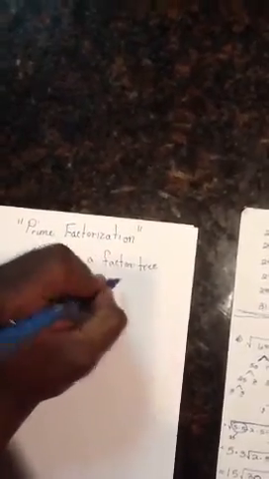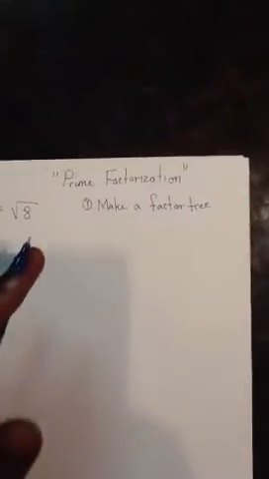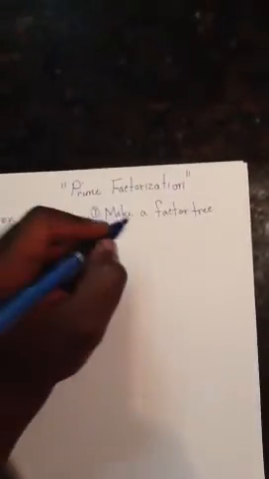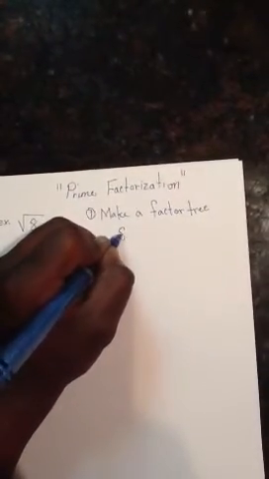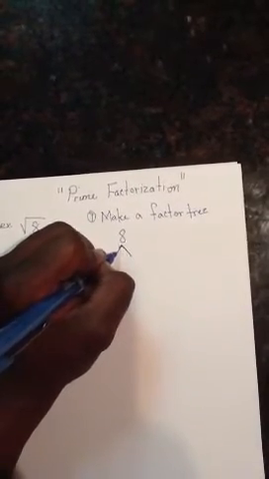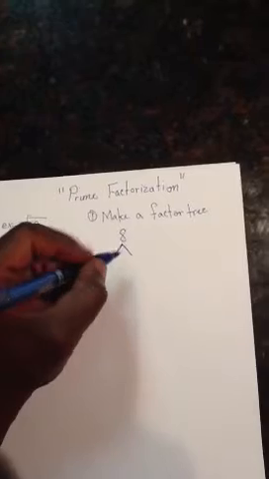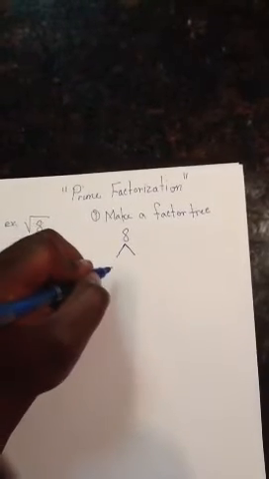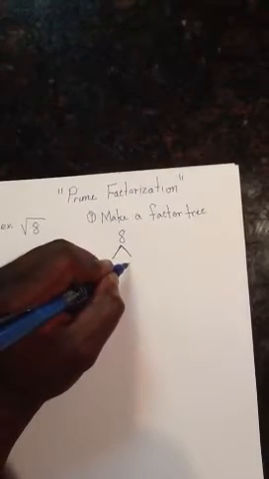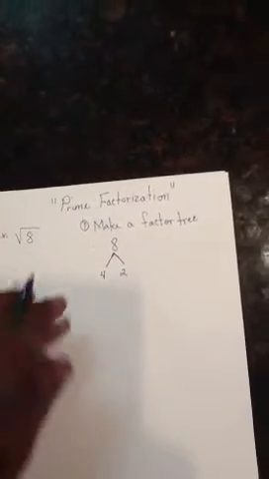Alright. What do I mean by factor tree? Ask yourself, what are two factors of our given number that's under the square root? So, the number that's under my square root is 8. What are two factors of 8? What two numbers can I multiply together that will allow me to get 8? The answer, or one answer rather, is 4 and 2.